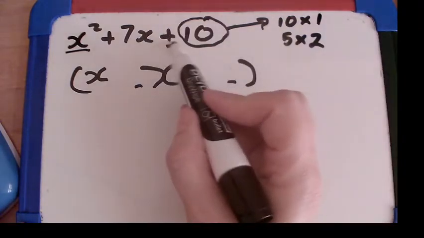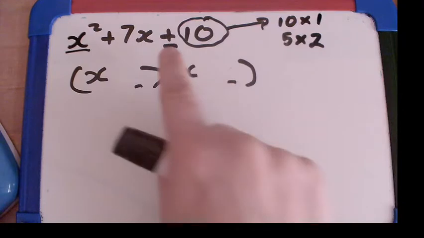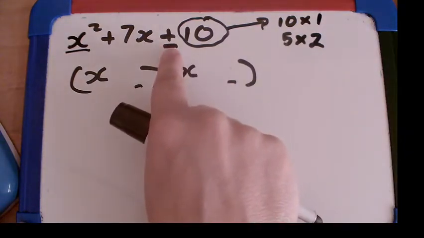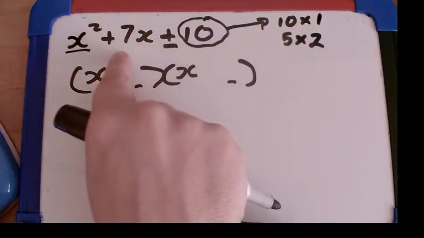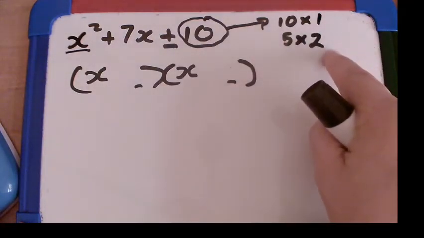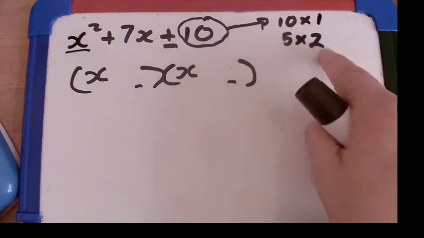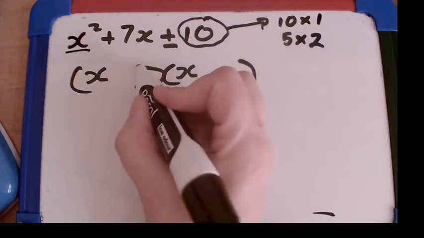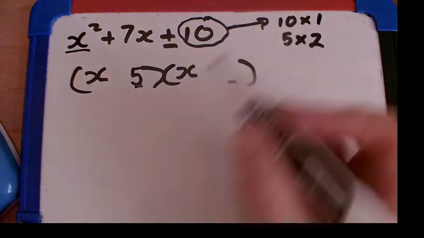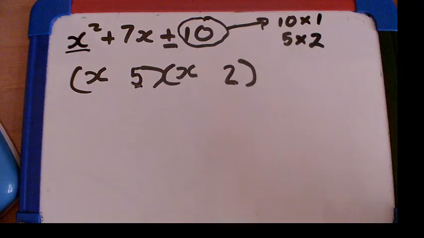Now, how do we decide? We have a look at this symbol here. As it's a plus, it's telling me I need to add the two together to get 7. Well, only one of these two options is going to work. So I'm going to look at the bottom one, because 5 add 2 is 7. So that means my one number is going to be 5, my other number is going to be 2. Now it doesn't matter which bracket you put 5 in and which bracket you put 2 in.